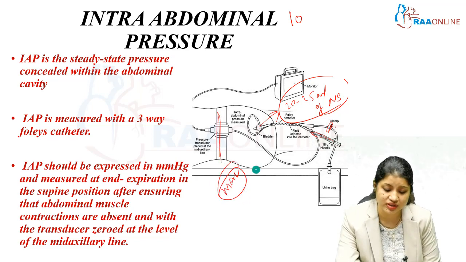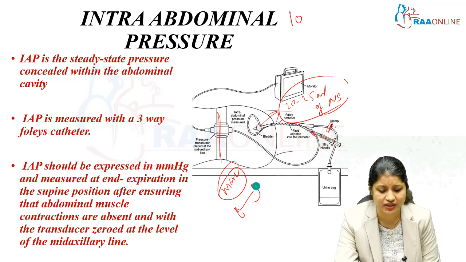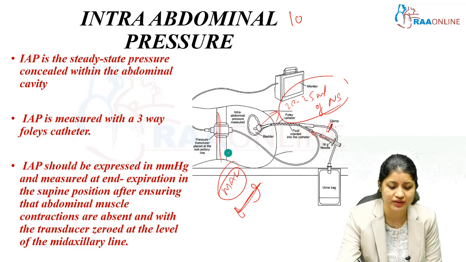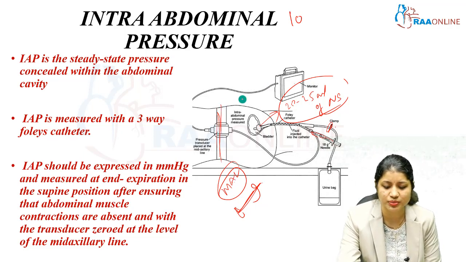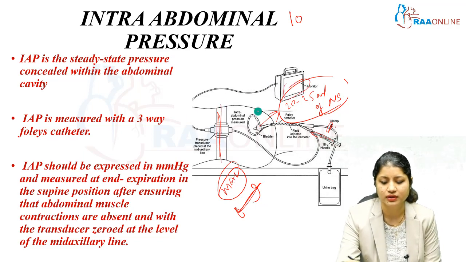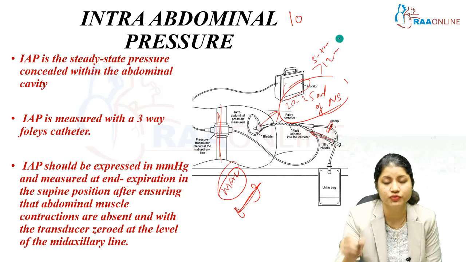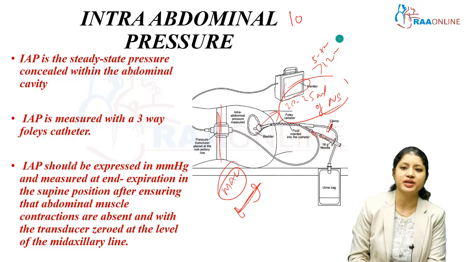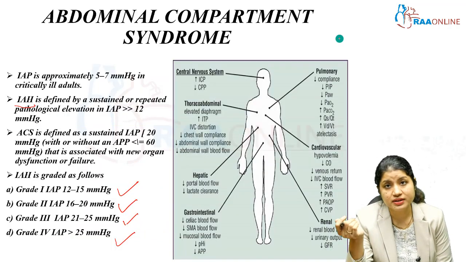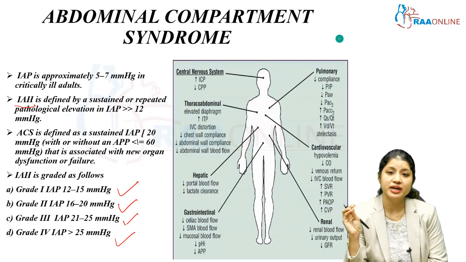Some people also believe that it is kept at the intersacral level, that is between the intersacrum level, and then it is connected to a pressure transducer and measured in the monitor. The normal pressure is 5 to 7 mm of Hg, and beyond 12 mm of Hg it is called intra-abdominal hypertension. So, what are the organ dysfunctions we can see with abdominal compartment syndrome?